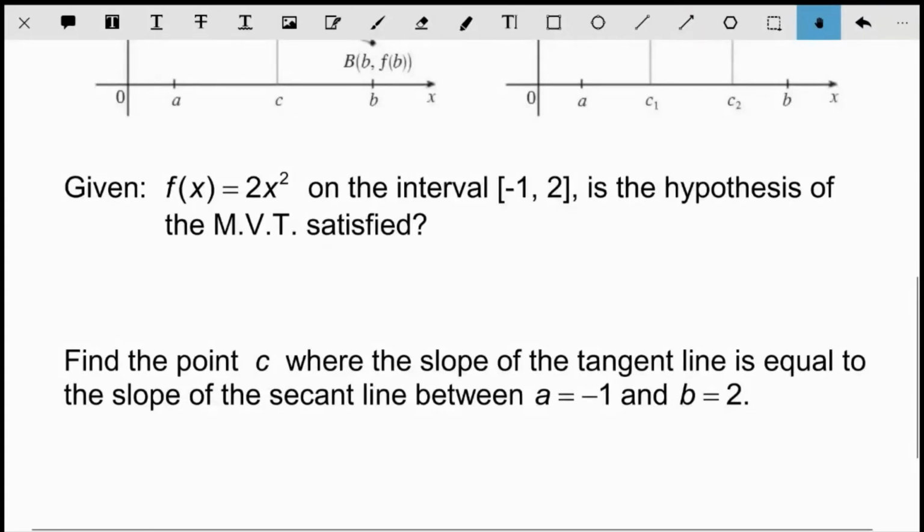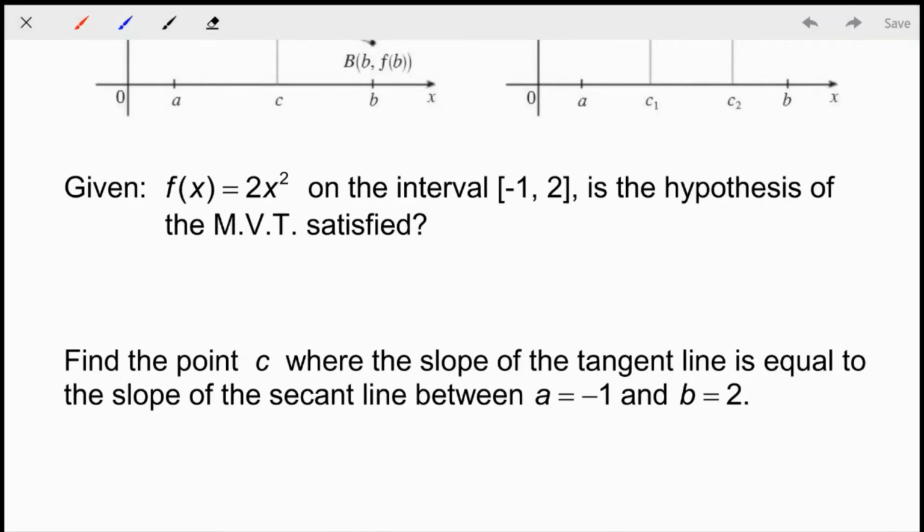All right, so here's a really basic example. This is what a lot of the basic mean value theorem questions are going to look like. So it says, given that the function f of x is 2x squared on the interval from -1 to 2, is the hypothesis of the mean value theorem satisfied? So remember, the hypothesis is: is the function differentiable on the open interval -1 to 2? The answer would be yes, because it's a polynomial. Is the function continuous on the closed interval, meaning including the endpoints, -1 to 2? And again, the answer is yes. So is the hypothesis satisfied? The answer would be yes.